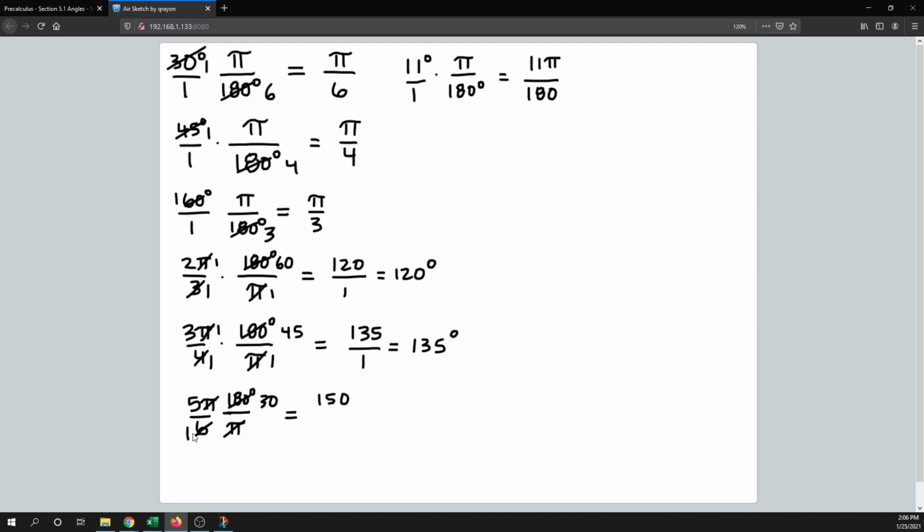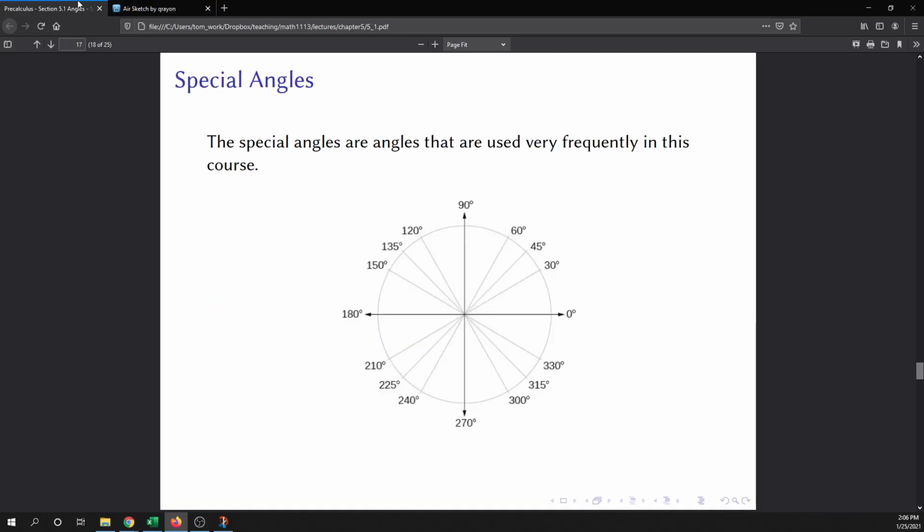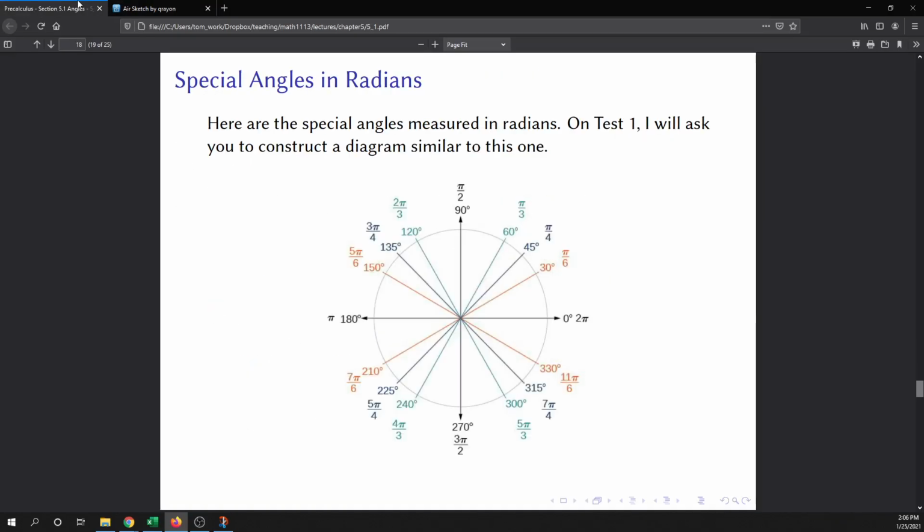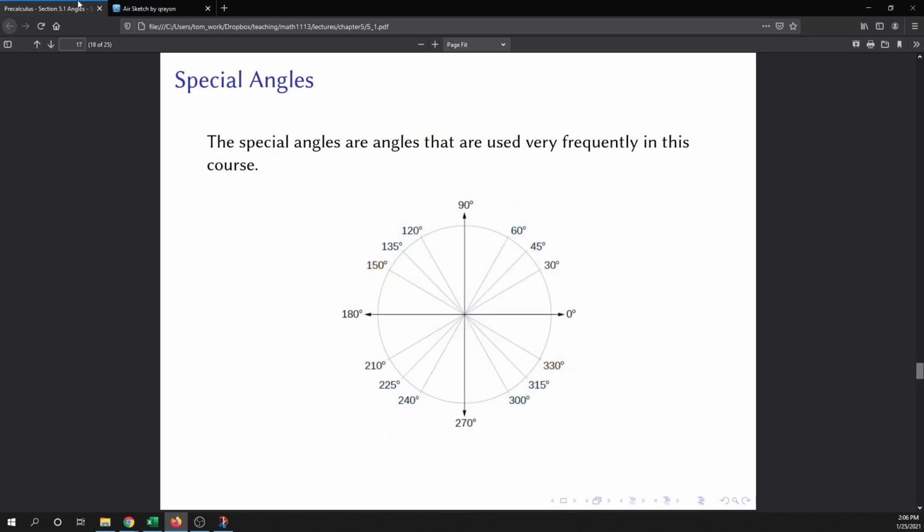And then 1 is essentially all I have on the bottom. So that would be 150 degrees. Make sure, again, you put in the little degree symbol for that one. All right, I believe that is it on this one.